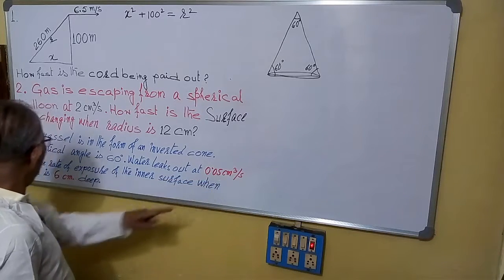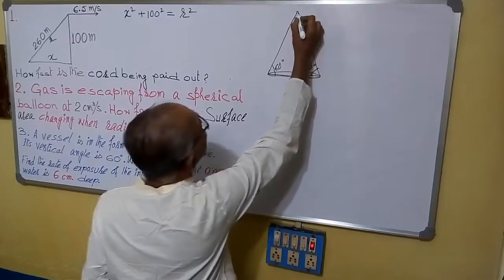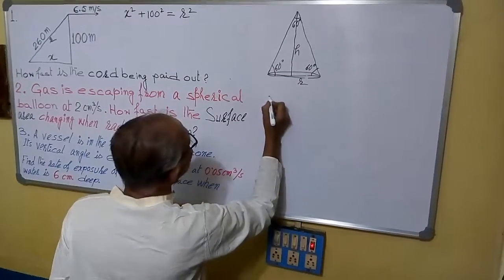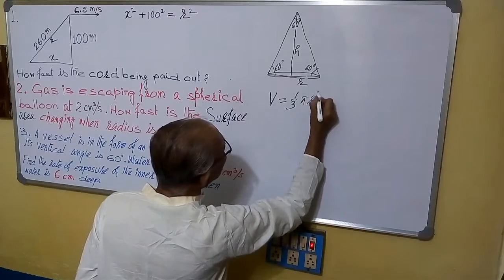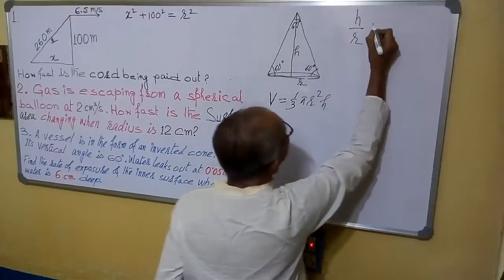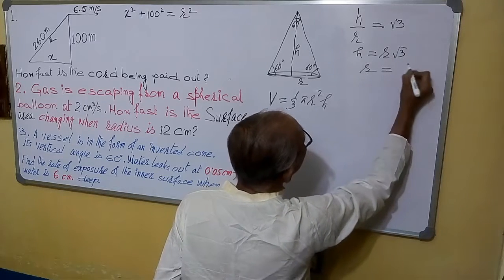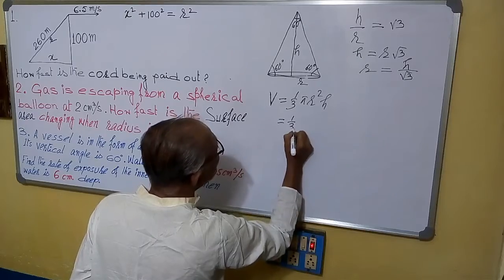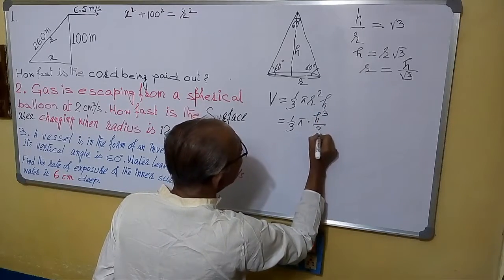Water leaks out at this many centimeter cube per second. Find the rate of exposure of the inner surface when water is this much. Let us assume this is H, this is R. So V equals, it is a cone, so 1 by 3 pi R square H. Again, H by R, perpendicular by base, is tan 60, which is root 3, so H equals R root 3, or R equals H by root 3. Whatever is required afterwards, we replace. So this equals 1 by 3 pi, R square will be H square by 3, so H cube by 3.